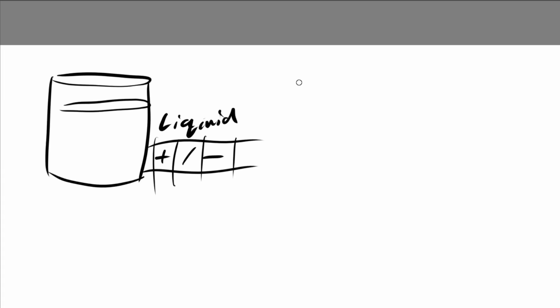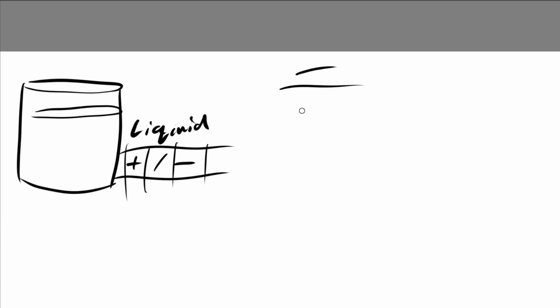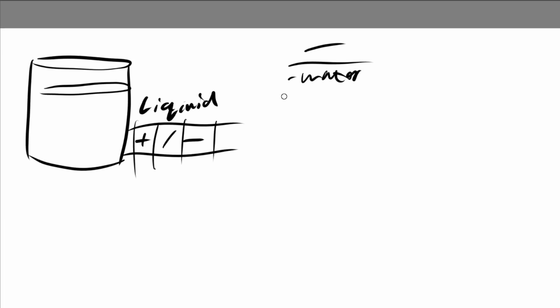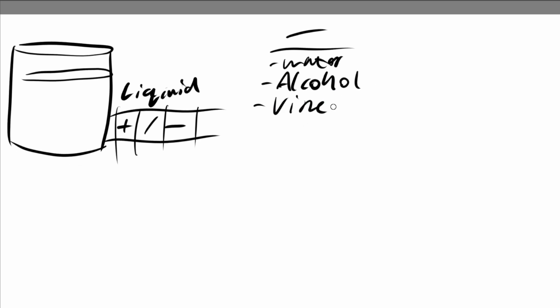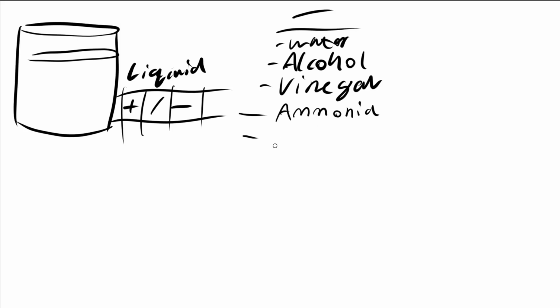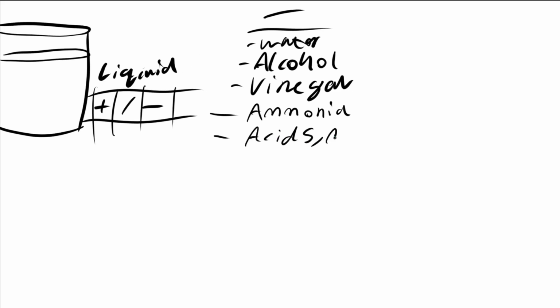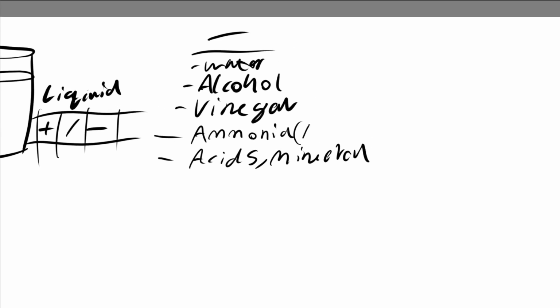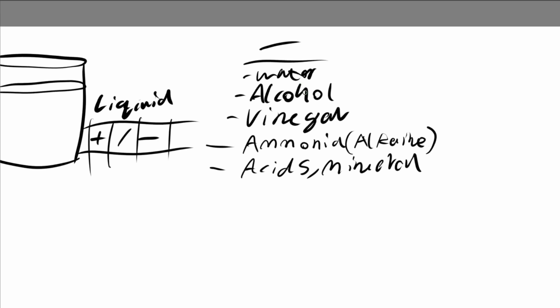So negative liquids are things like water, alcohol, vinegar, ammonia, and various acids, mineral acids. Vinegar, of course, is an acid. Ammonia is an alkali. It's alkaline. Depending on how you want to define things, you could say an alkali is like an ash or hydroxide or whatever. So I hope this gives you some kind of idea.